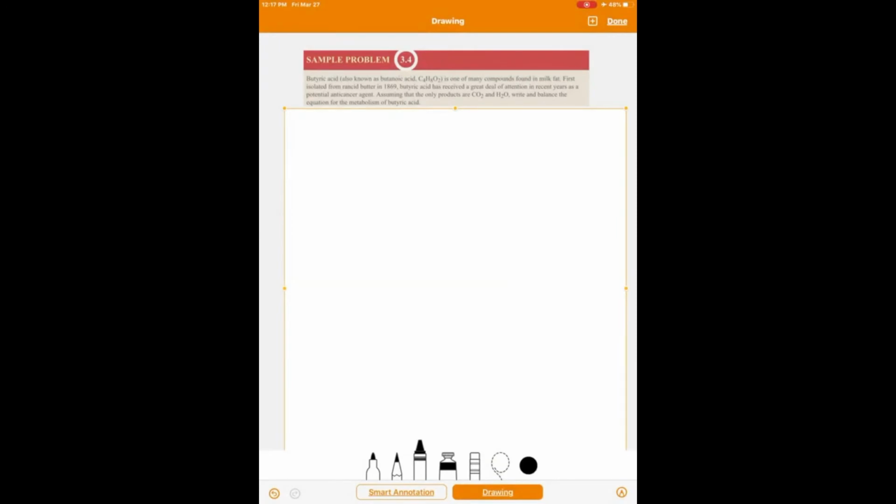Okay, let's take a look at the sample problem. This is sample problem 3.4. It says that butyric acid, which is also known as butanoic acid, has the chemical formula C4H8O2, is one of many compounds found in milk fat. First isolated from rancid butter. You know, rancid butter is butter that's gone bad, right?